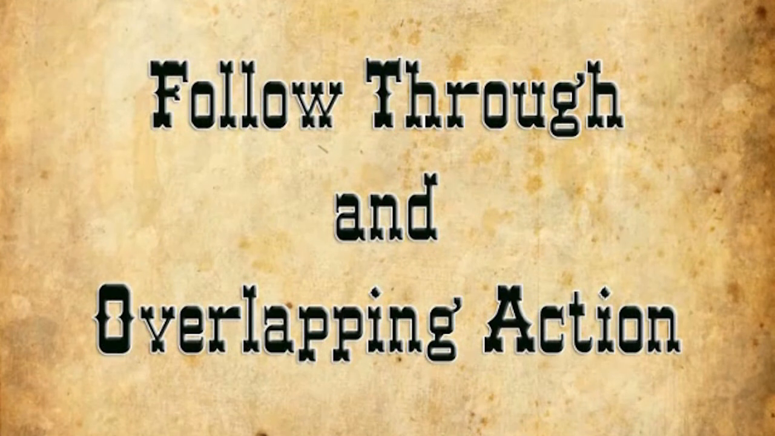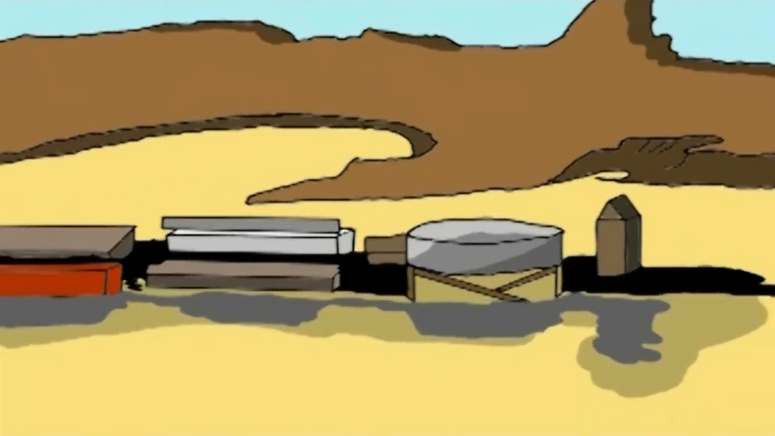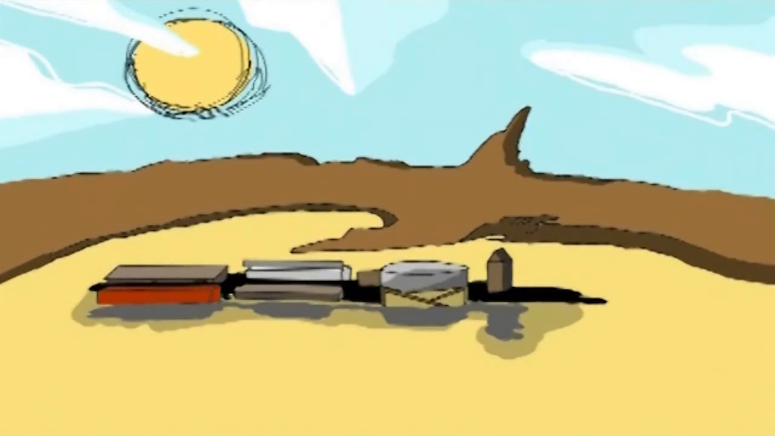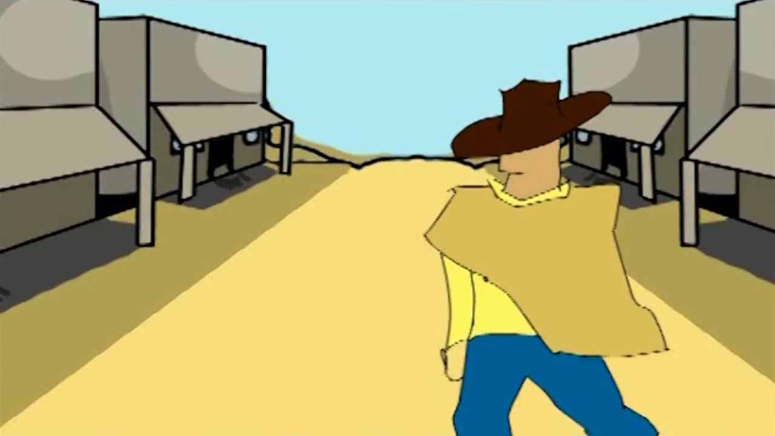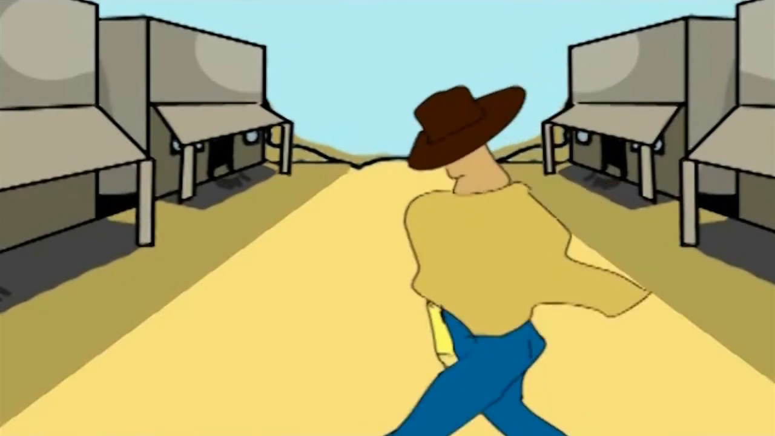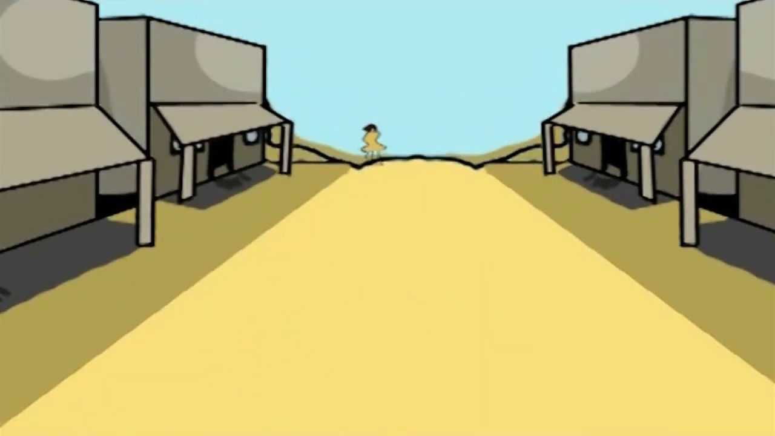Follow through and overlapping action. Follow through is when an object is moving but the main part of the object stops, and something such as a tail will follow behind and stop a few frames after the main part has stopped. Overlapping is when other parts of the object are moving at different times to the main part, such as a head or a leg. This is shown here by the good guy running into the distance with his poncho following him.